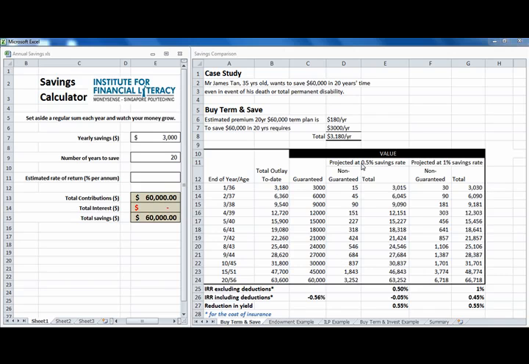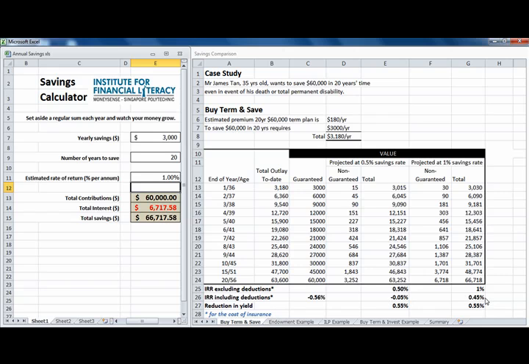Two scenarios of 0.5% and 1% savings rates are assumed. In 20 years' time, 0.5% will yield $63,252, and a projected 1% savings rate in 20 years' time will yield $66,718. However, taking into consideration the cost of insurance, the rate of return will be approximately minus 0.05% and 0.45% respectively.